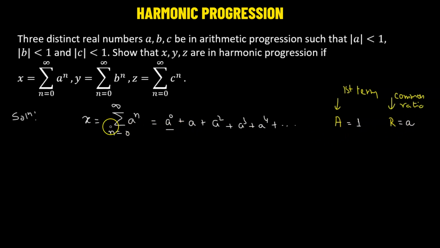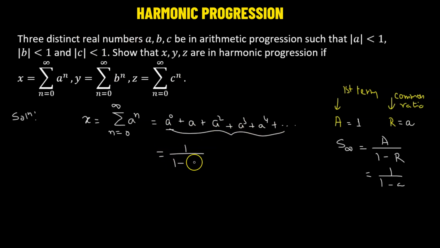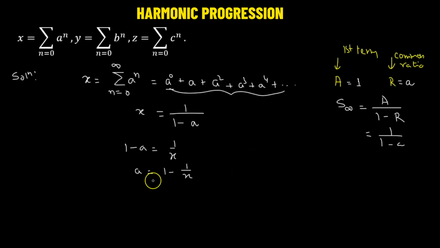Now since this is an infinite geometric series, we can find the sum by using the formula: the sum to infinity is given by the first term divided by 1 minus the common ratio r. If we substitute the values, the first term is 1, and we have 1 over 1 minus a. So this is going to be the value of this infinite geometric series. So that's the value of x. Right. So let's find a from here. We have 1 minus a equals 1 over x, or simply a equals 1 minus 1 over x.